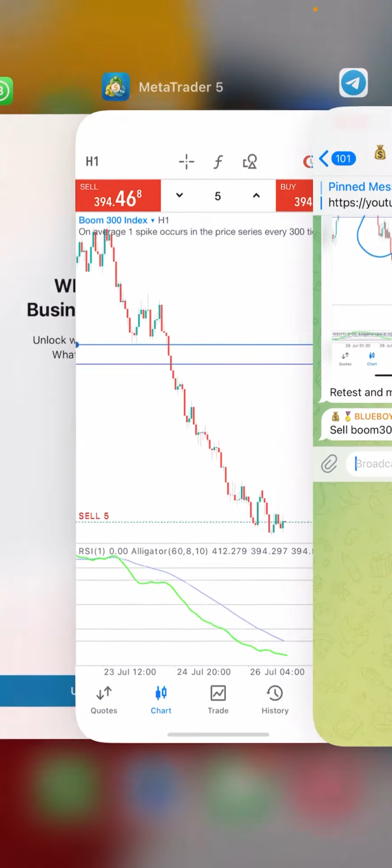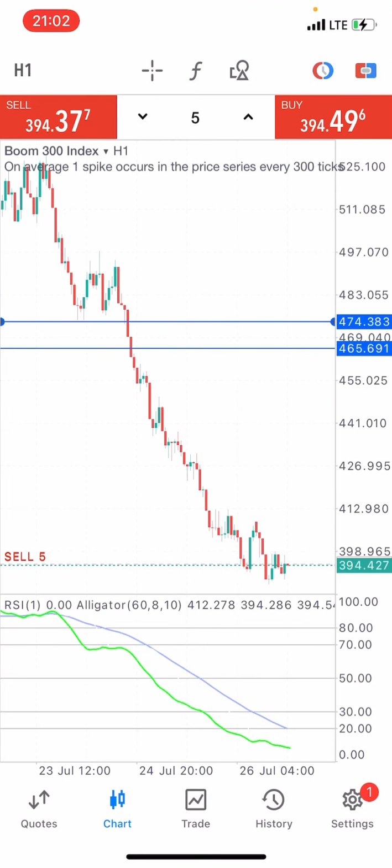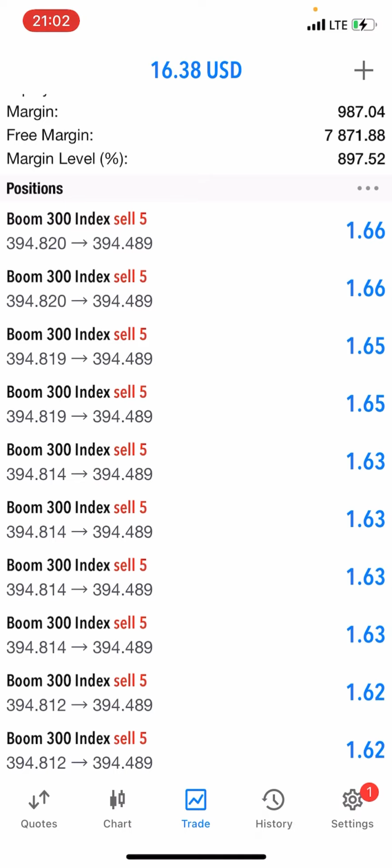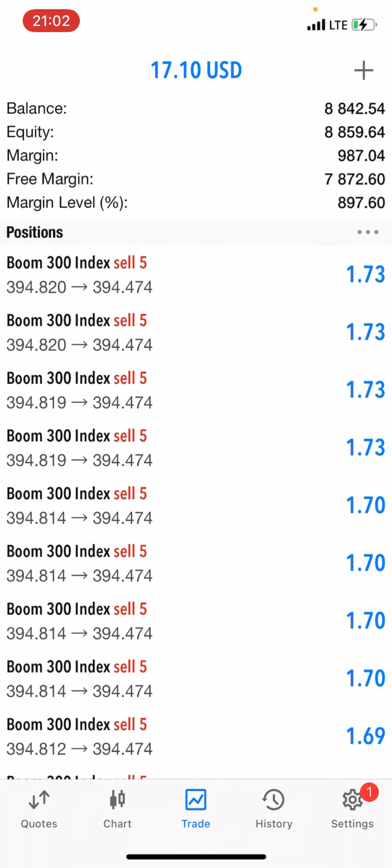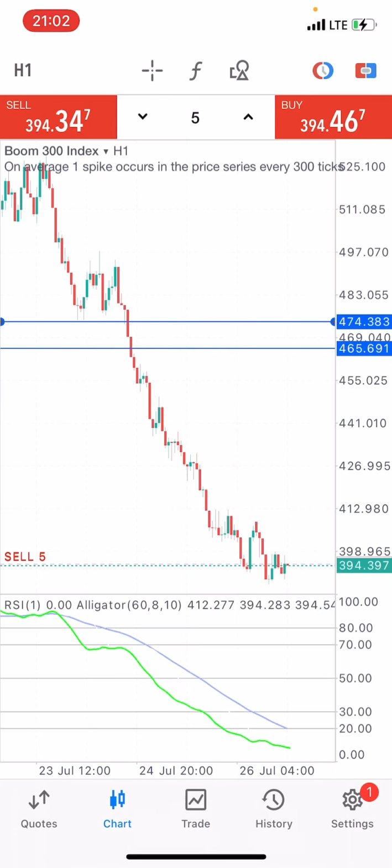All right, so let's go back to the chart. Now we are running. I think we should be in profit now. Okay, now we are in profit, and it's a quick one. So I said we are going to be catching at least 5 to 10 candlesticks.